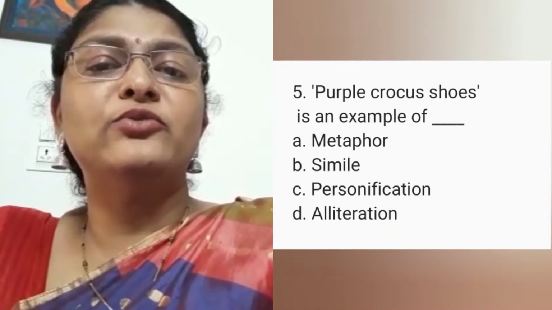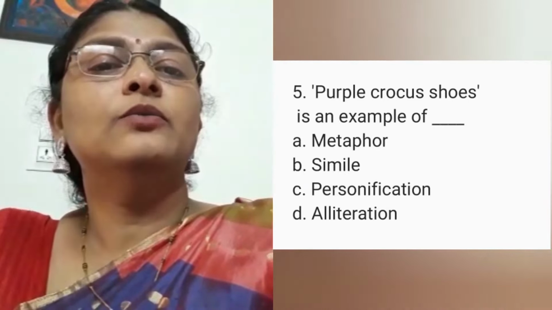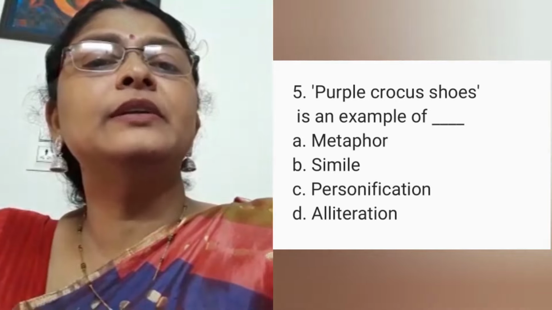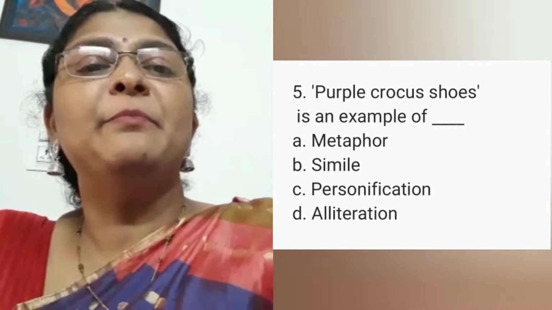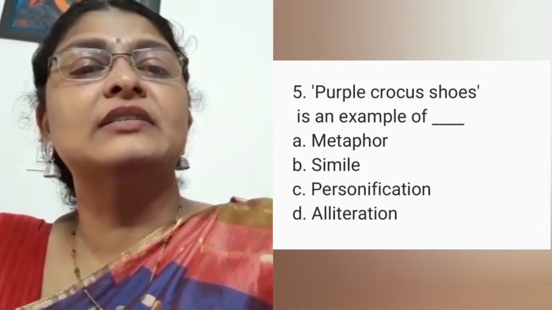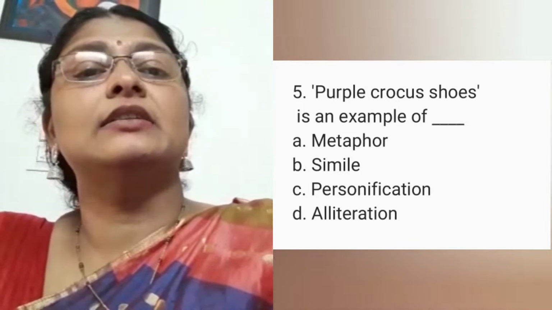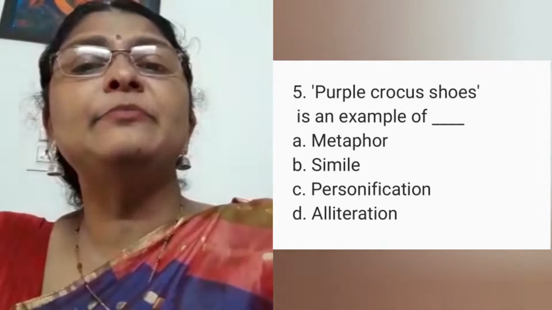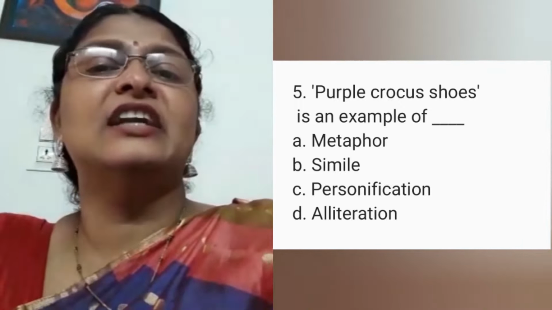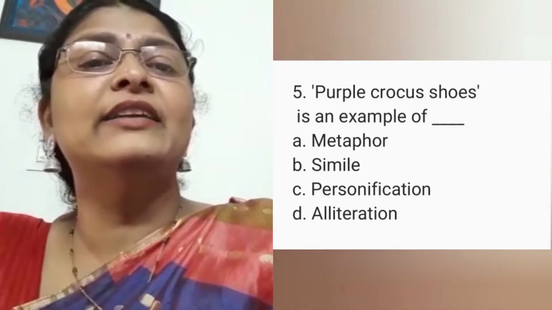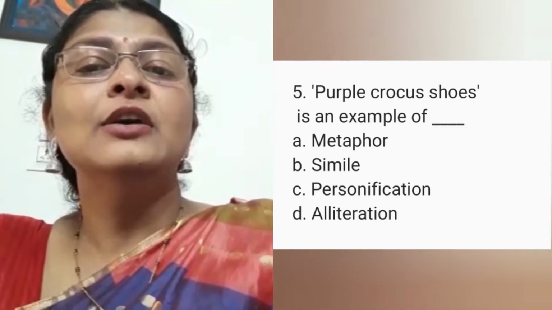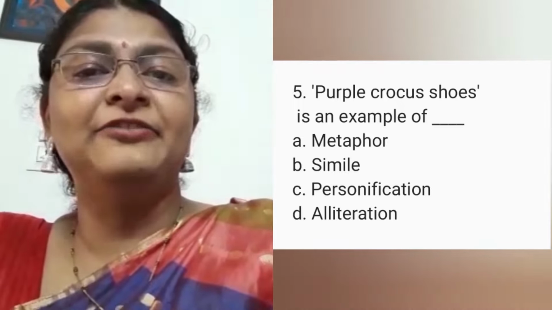So, now shall we move on to question 5? Question 5 is, "purple crocus shoes" is an example of metaphor, simile, personification, alliteration. So, here simile, personification and alliteration are words that are familiar to you. The only word that is not familiar so far is metaphor. So, we should know what a metaphor is.